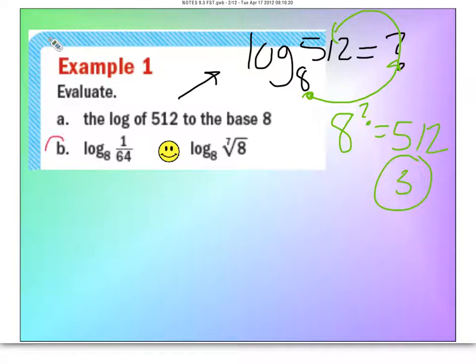Okay, let's look at letter B. This just says log base 8 of 1/64. I'm going to put this equals something. So I'm not sure what exactly that means, so let's rewrite this as an exponent. So if it's log base 8, it's exponent base 8. So it's 8 to some power equals 1 over 64.